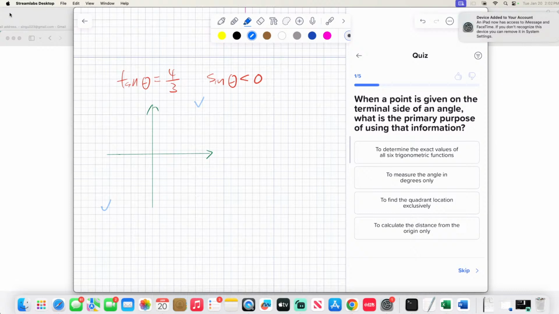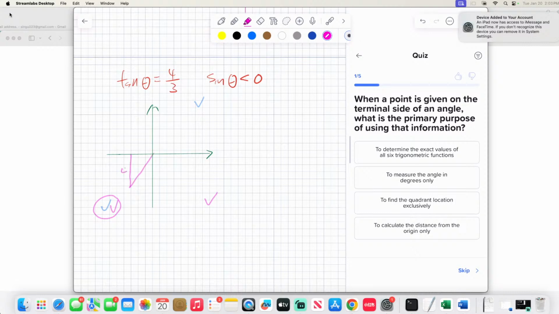Now, sine of theta is less than 0. That means sine of theta is y over r, so y is less than 0. So which two quadrants have y less than 0? 3 and 4. So which quadrant wins? Well, the quadrant that has 2 checks wins. So I'm going to draw a reference triangle right here.